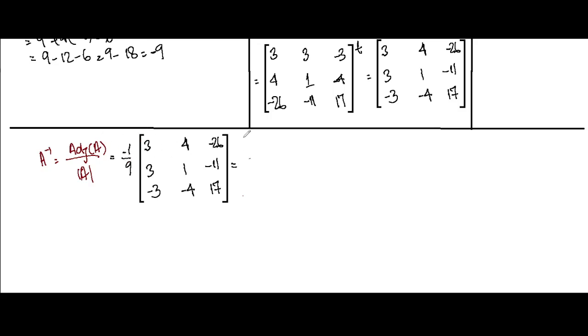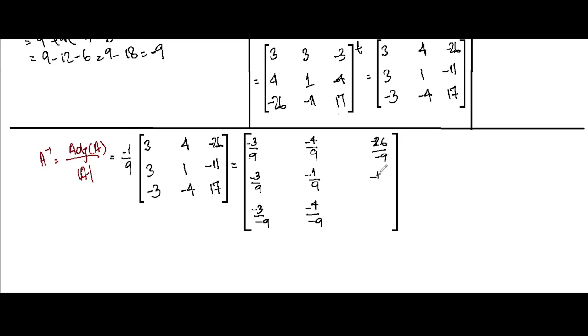So we have, okay, 3 by minus 9. Then we have again minus 3 by 9. Then we have minus 3 by minus 9. Here we have minus 4 by 9, minus 1 by 9, minus 4 by minus 9, minus 26 by minus 9, and minus 11 by minus 9, and then minus 17 by 9.